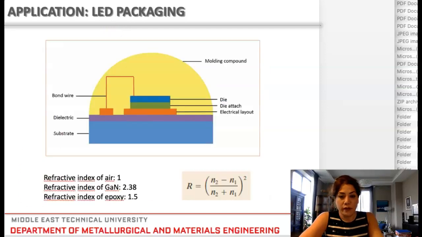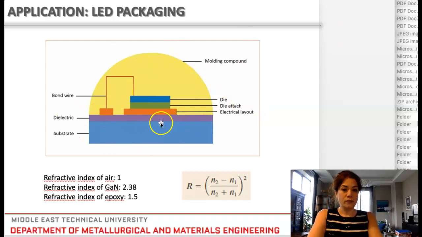So there's an application area that we can use. I'm going to give two different case studies for this refractive index phenomenon. For example, in LED packaging, if I have an LED based on gallium nitride, which is blue or ultraviolet, we can talk about in that range, right? The refractive index of that light emitting diode is 2.38. The refractive index of air is 1.